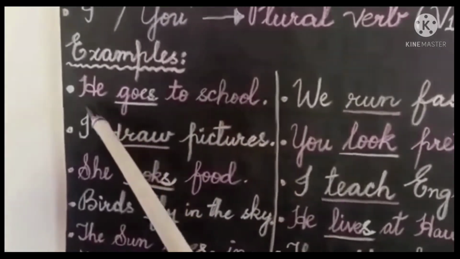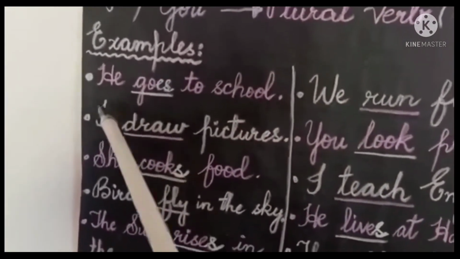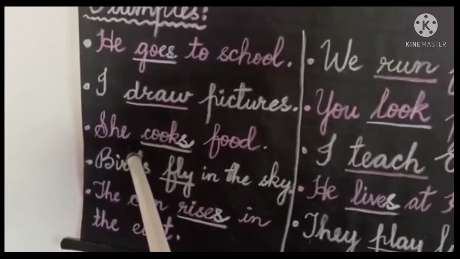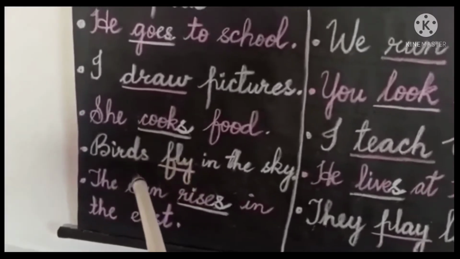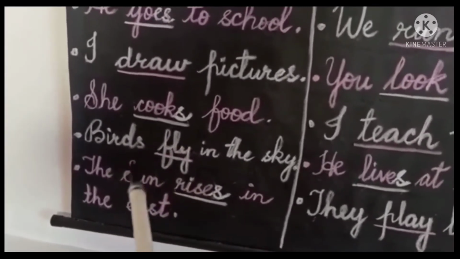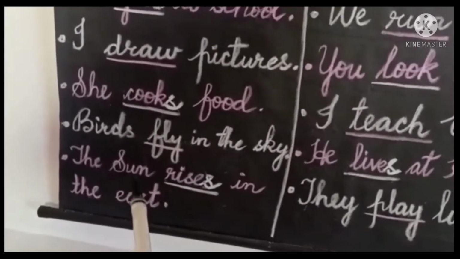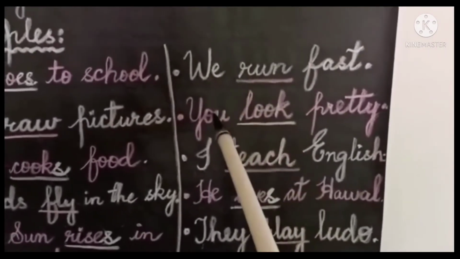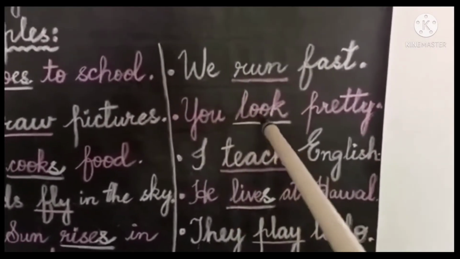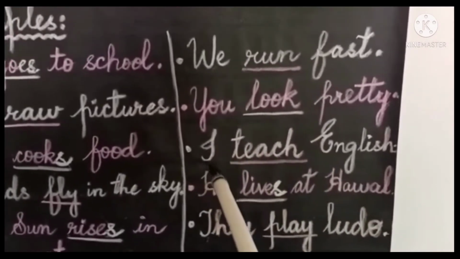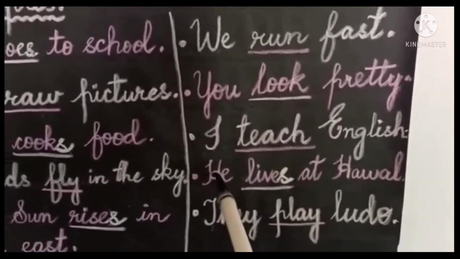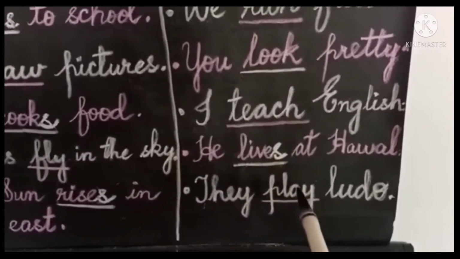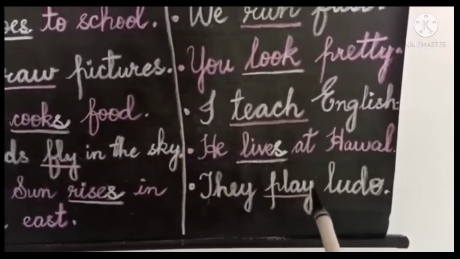Then I gave you certain examples like he goes, singular subject, singular verb. I draw, I is the subject, so plural verb. She cooks, she is singular subject, so we have added s to the verb. Birds fly, plural subject, plural verb. The sun rises, again singular subject, singular verb. We run, plural subject, plural verb. You look, subject is you, so we have used the plural verb. I teach, subject is I, we have used the plural verb. He lives, he is a singular subject, so we have used the singular verb. They pray, they is the plural subject, so we have used the plural verb.